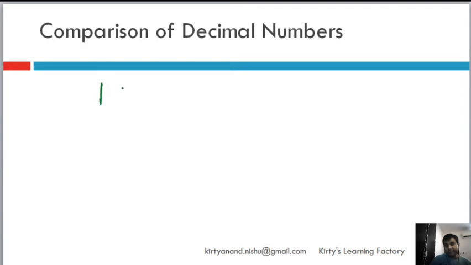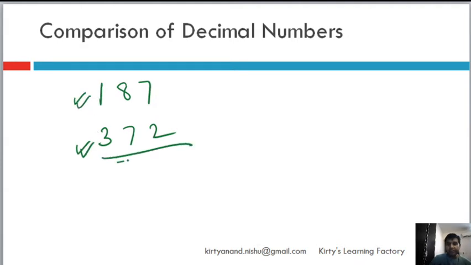So what do we say if the number of digits is the same? Let's say there is a number 187 and there is a number 372. First of all, we see which has more digits. Here we see that the number of digits is equal. So we start with the left hand side, and we see which number is the largest. Here we easily see that 3 is greater than 1. Therefore 372 is greater than 187.